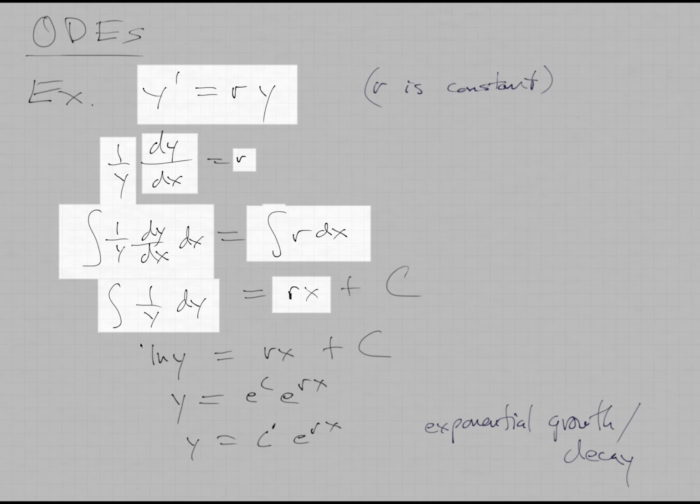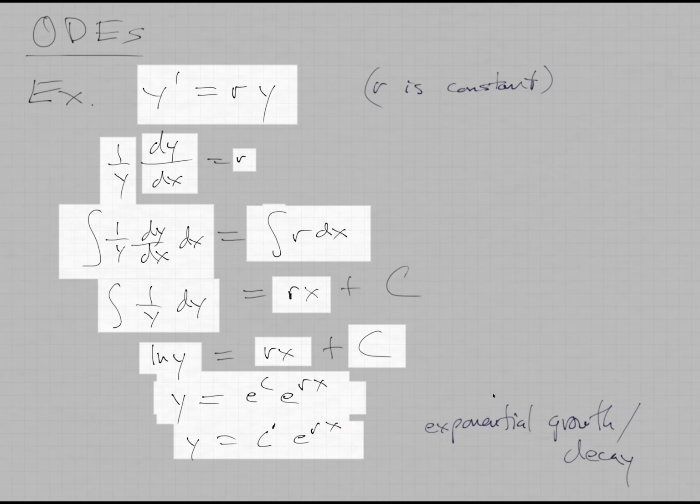So on the left side, we get log y. On the right side, we get rx. I'm throwing in a constant of integration. We only need one constant of integration per equation, even though there were two integrals, so we can absorb both constants of integration into one. Solving for y, we exponentiate on both sides, so y equals e to the c times e to the rx. E to the c is just another constant, since c was a constant, so we can rewrite it this way, and we get a familiar-looking equation.